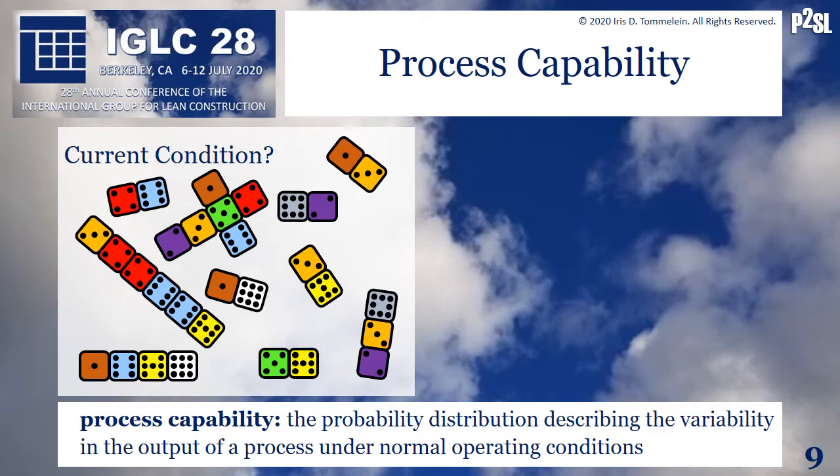Capacity is tied to process capability, which is the probability distribution describing the variability in the output of a process under normal operating conditions. In the parade game, each die can be viewed as representing a crew's process capability. That is the amount of work that crew can do in a given week. Of course, one can imagine that there are many dice to choose from.